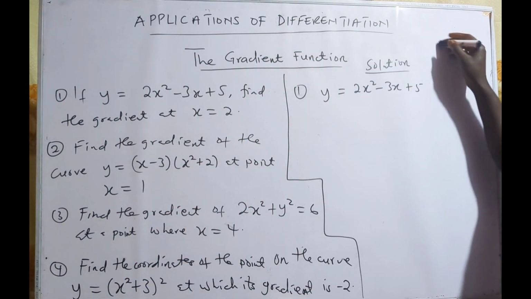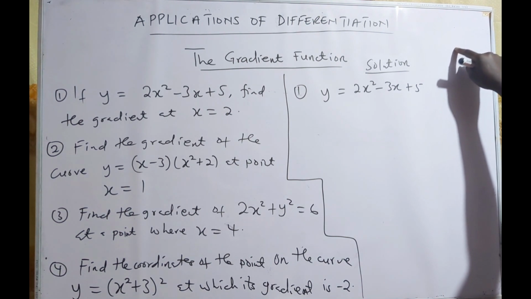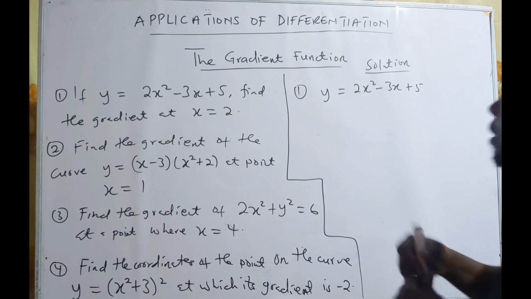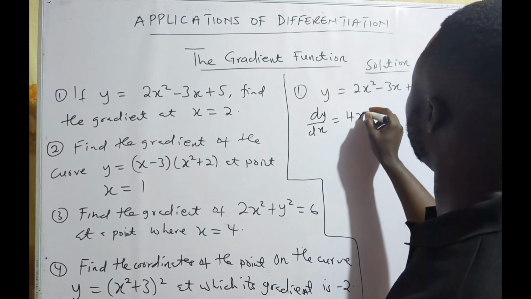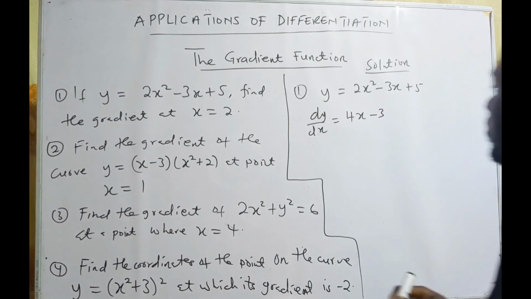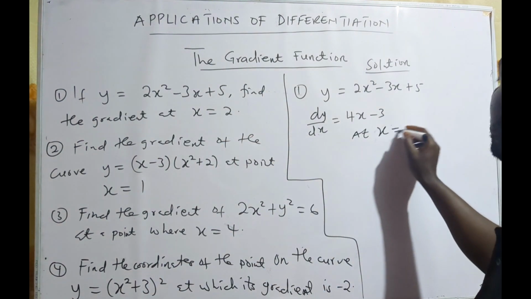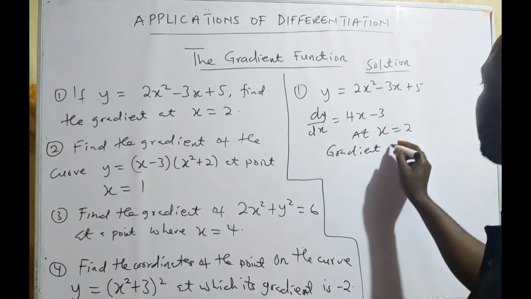So this is quadratic, so it's going to be a curve, and you are finding the gradient at the point where x is 2. So you are finding the gradient of the tangent. So what we have to do is to differentiate this. So dy/dx will be equal to what? 4x minus 3. And then you are finding it at x equal to 2.